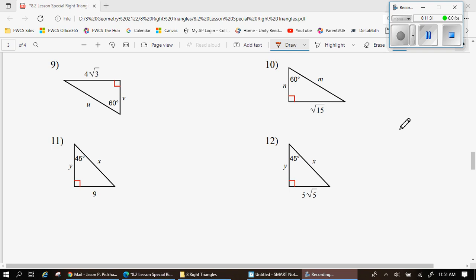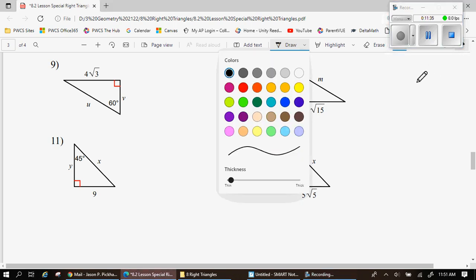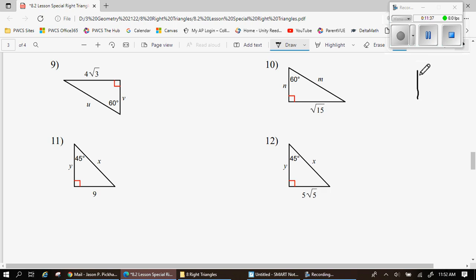So we have our two general right triangles. I'm going to draw them one more time. I have a 30, 60, 90. And I have a 45, 45, 90. And I use them to set up proportions to find missing sides.